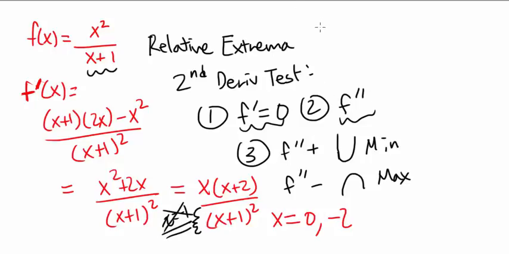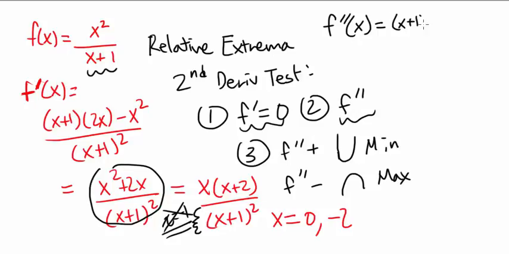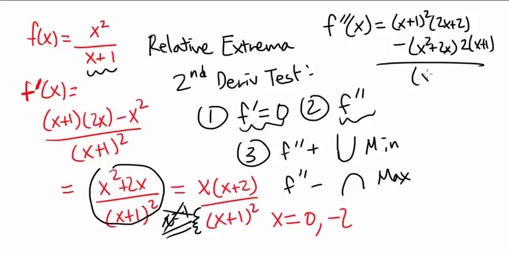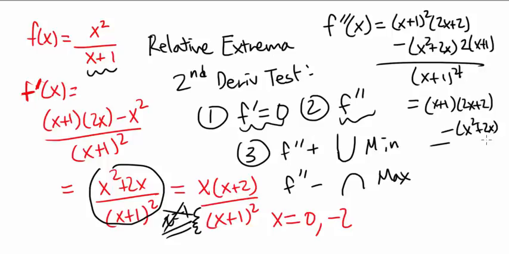Now let's find f double prime. F double prime of x is going to be x plus 1 squared times 2x plus 2, minus x squared plus 2x times 2 times x plus 1, divided by x plus 1 to the fourth. Dividing x plus 1 from both sides, you get x plus 1 times 2x plus 2 minus x squared plus 2x, over x plus 1 cubed.